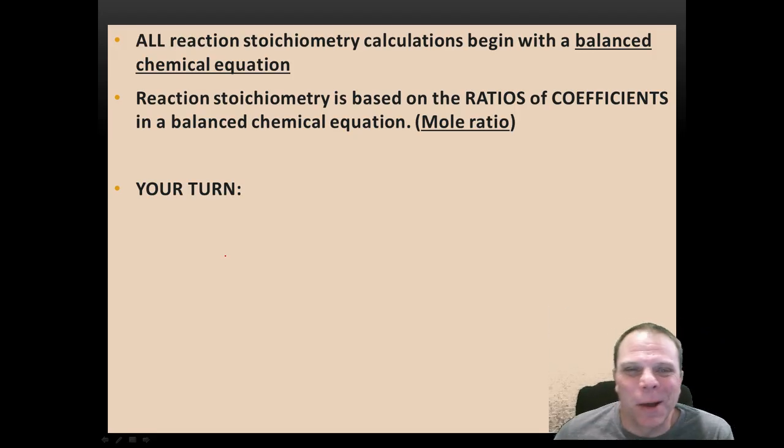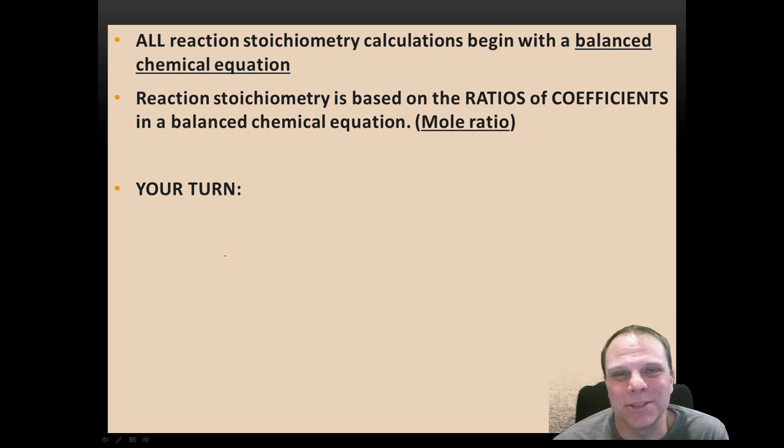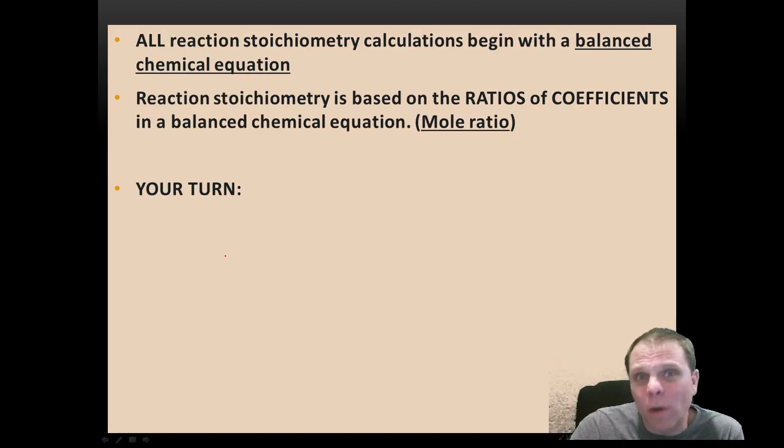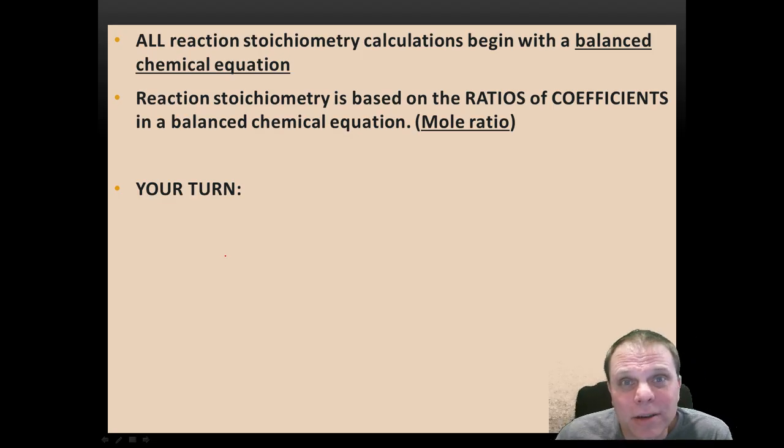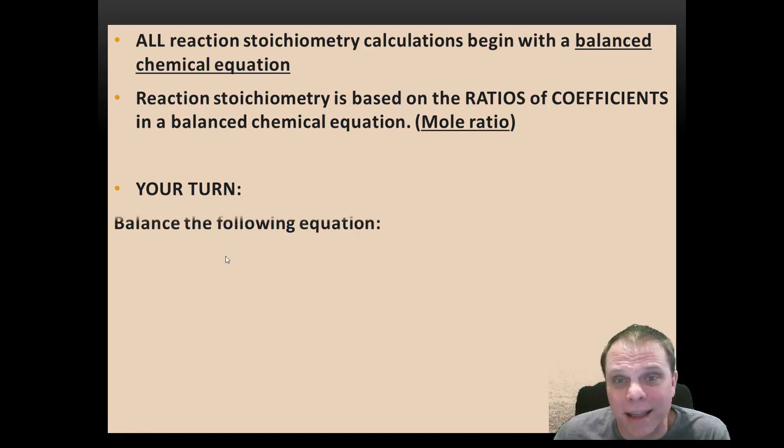All right, so reaction stoichiometry is going to be based on the ratios of the coefficients. We've talked about the coefficients. You can change coefficients if you're balancing an equation, but you can't change the subscripts. We've talked about the fact that those coefficients are actually connected to volume when we talk about gases, and they're connected to the number of moles. So not just the number of particles, but the number of moles and the volume.